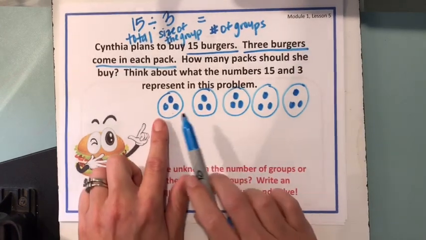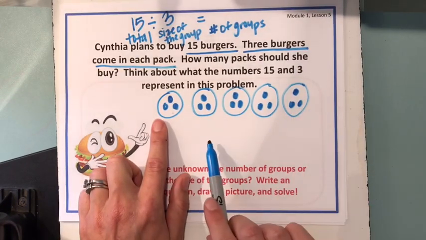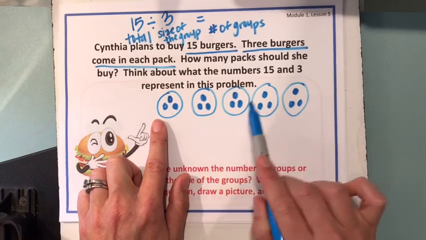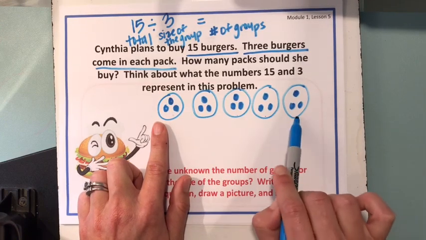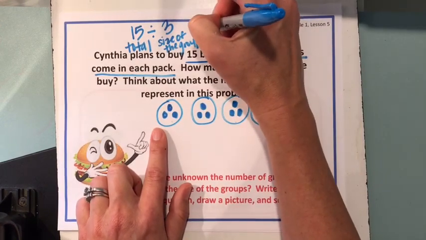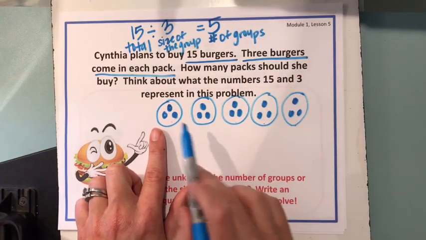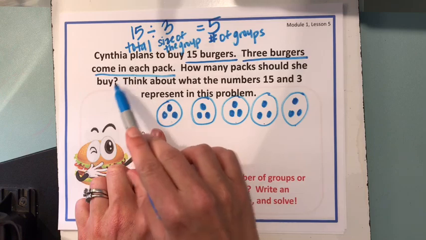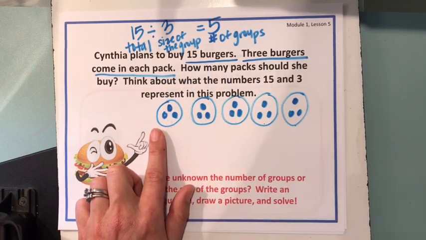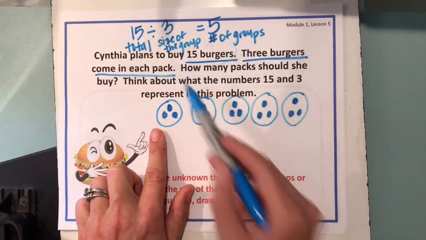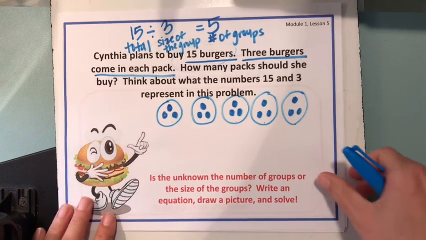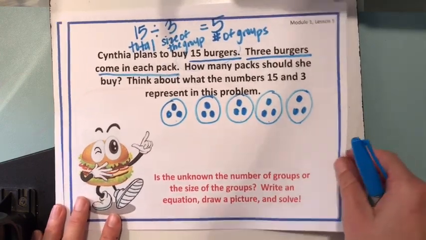Okay, so now how many groups do I have? I have 1, 2, 3, 4, 5. So I know my answer is 5. I have 5 groups, and so that means that Cynthia needs 5 packs of burgers so she can get 15 burgers in total. All right.